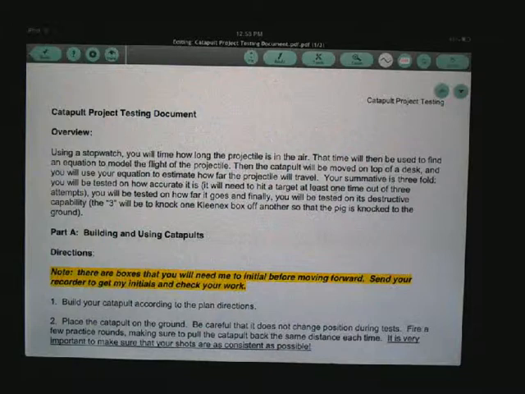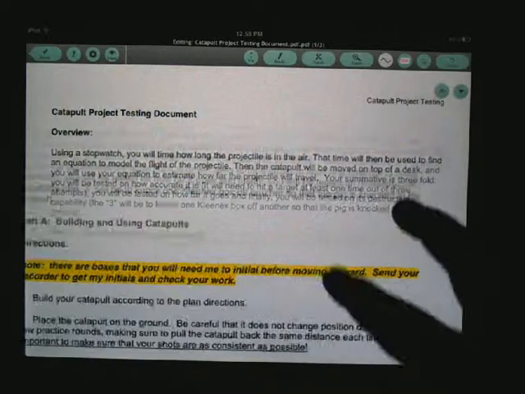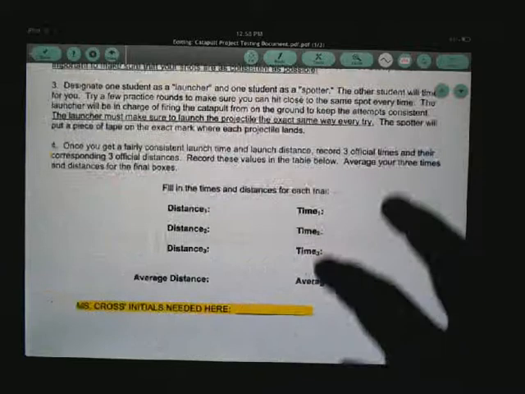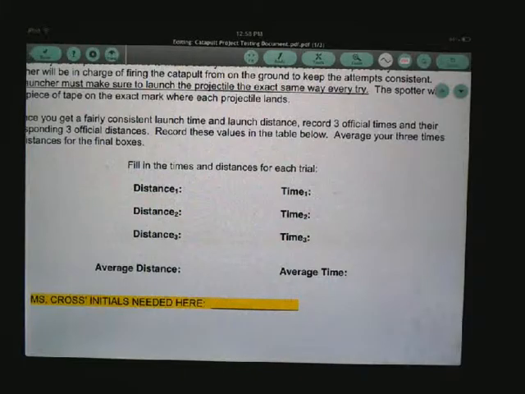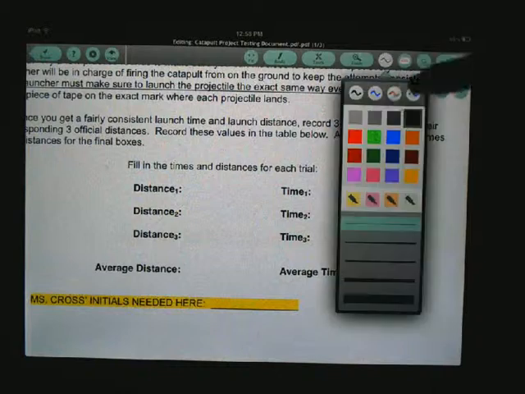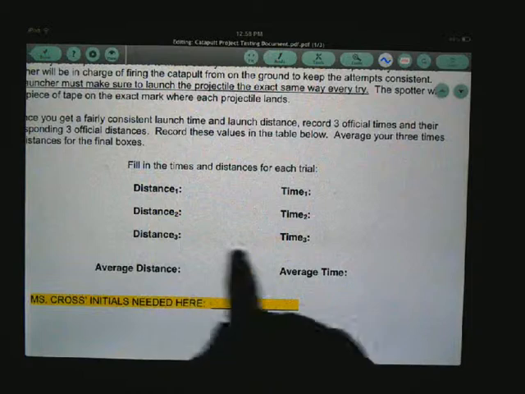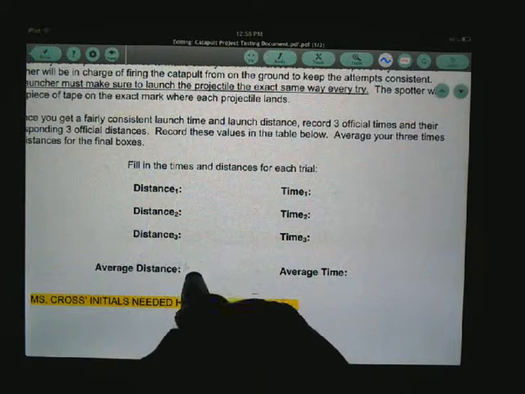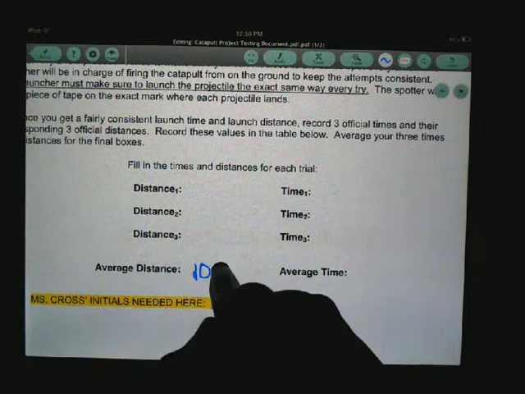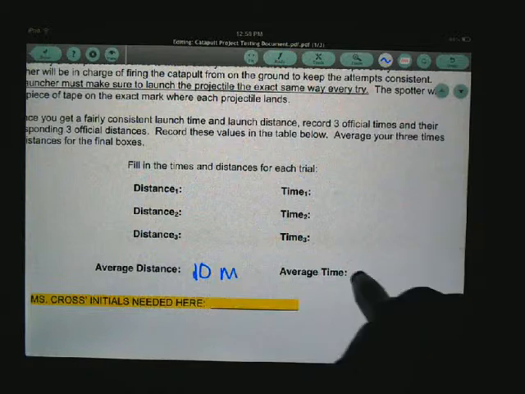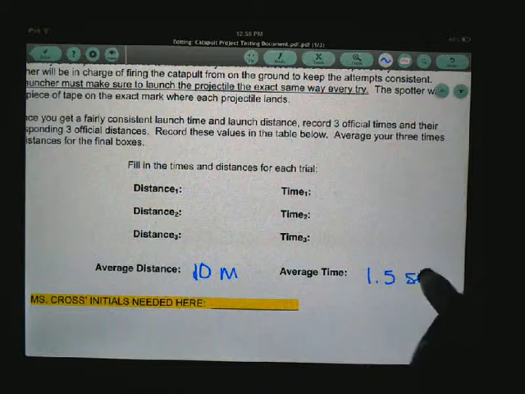So this is to walk you through how to do the rest of this document so you're ready for tomorrow. What you should have is the average distance and the average time. So I'm just going to make up some numbers here, and I'm going to use easy numbers even though I know you have decimals and fractions and all of that. I'm going to use an average distance of 10 meters and an average time of 1.5 seconds.